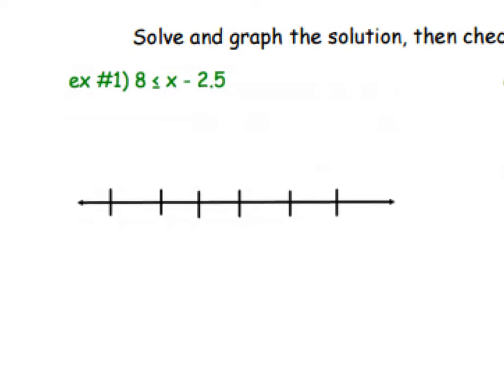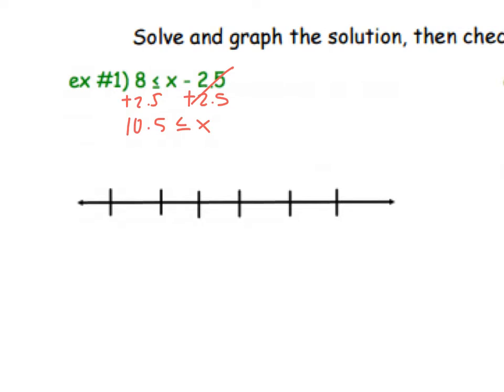So just like we would in an equation, I want to solve for x. I want to get x by itself. So what we're going to have to do here is use our old inverse operations in terms of solving for x. So if I have minus 2.5, if I want to get x by itself, I'm going to add 2.5 to the other side. I'm going to add 2.5 here to 8. And that's going to tell me 8 plus 2.5 is 10.5 is less than or equal to x. So basically this is telling me that 10.5 is going to be less than or equal to x.